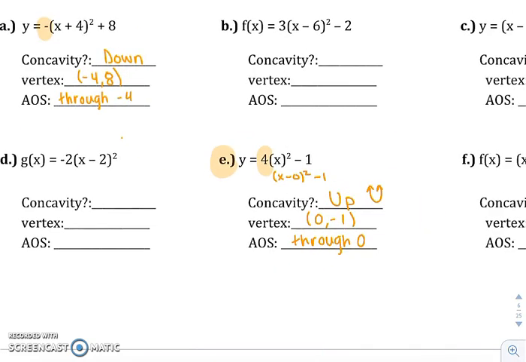So when you graph these, your vertex is at 0, negative 1, and your axis of symmetry would go through that value. Similar to letter A, negative 4, 8, it would open down, but your axis of symmetry goes through that x value of negative 4. So if you have the vertex, you have the axis of symmetry.